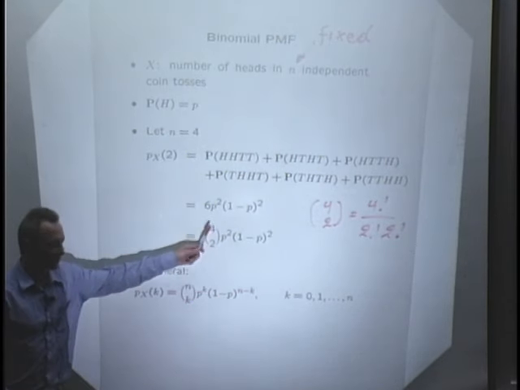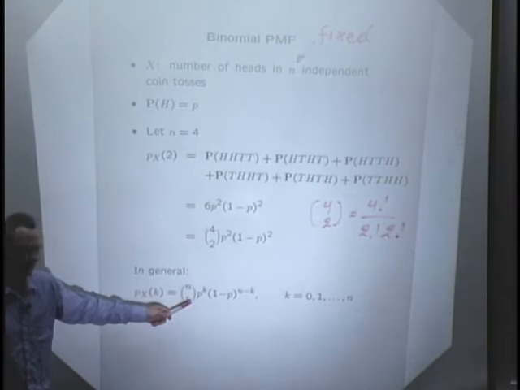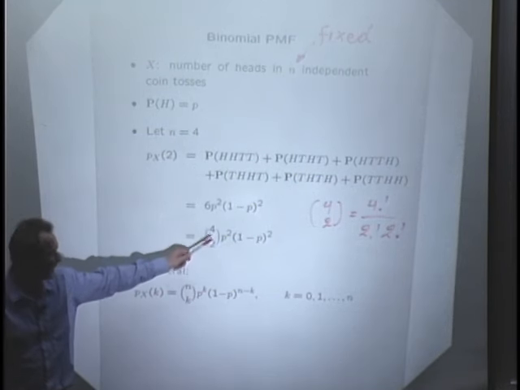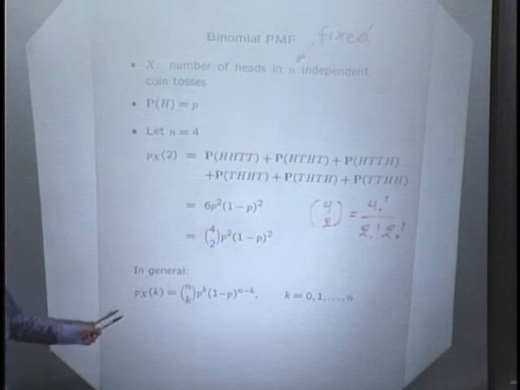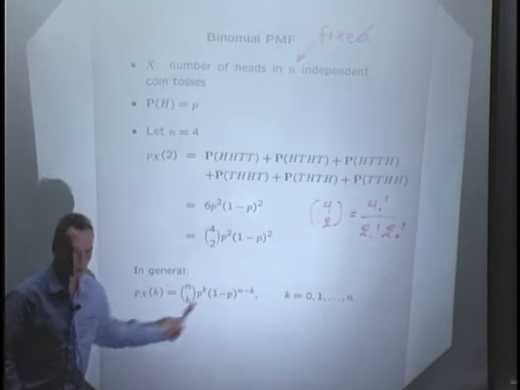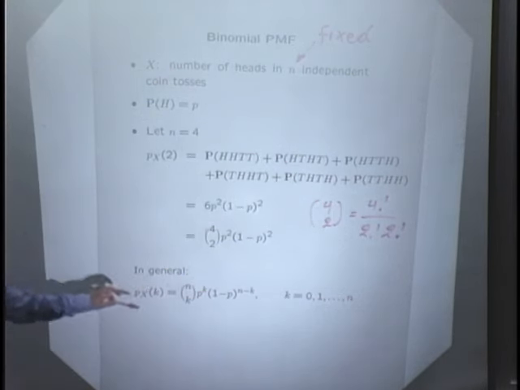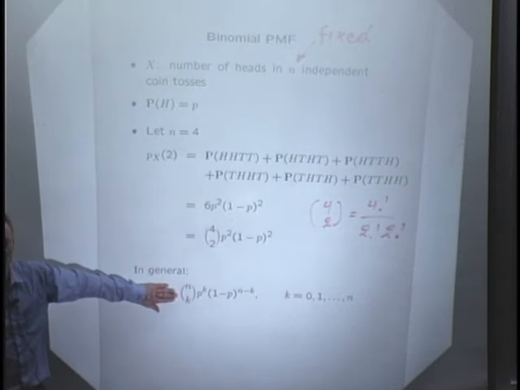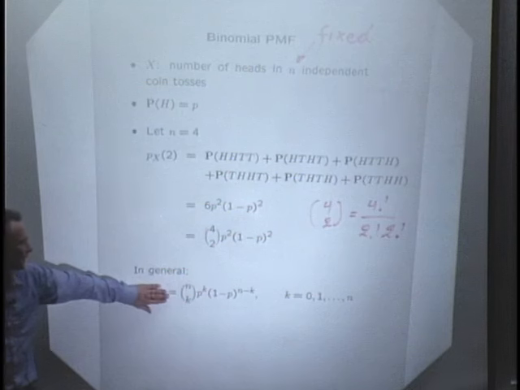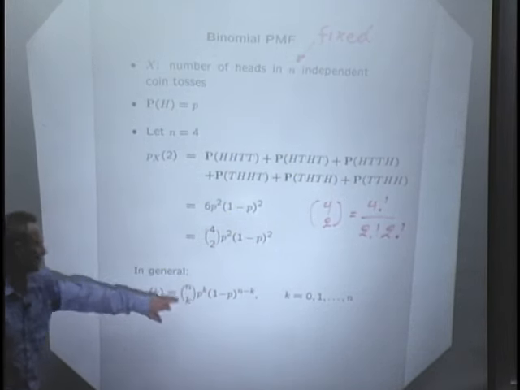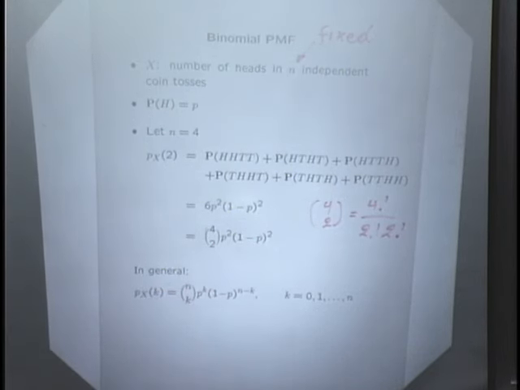In general, if you have n tosses and you're interested in the probability of obtaining k heads, the probability of that event is given by this formula. So that's the formula that we derived last time, except that last time we didn't use this notation. We just said the probability of k heads is equal to this. Today we introduce the extra notation.